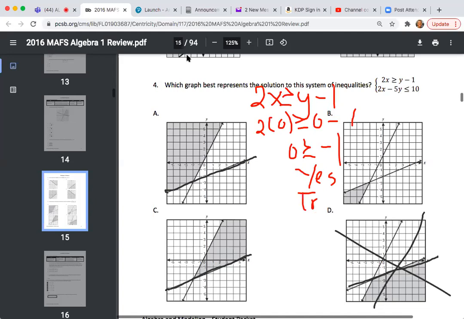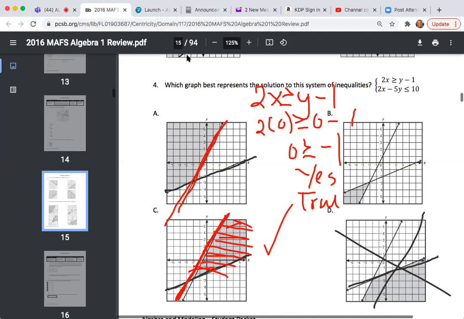This is the boundary line for the first inequality right there. Since (0, 0) makes that true, we want to shade the side that contains (0, 0), and the side that contains (0, 0) for the second inequality is right there. You see that? So essentially, this is the correct route.